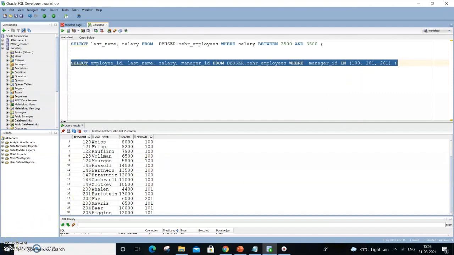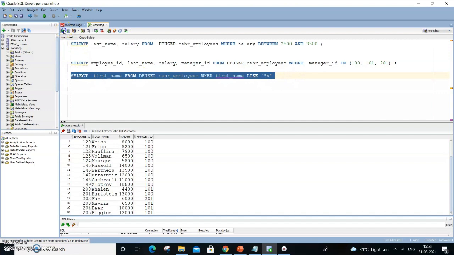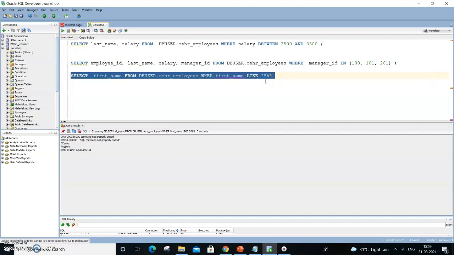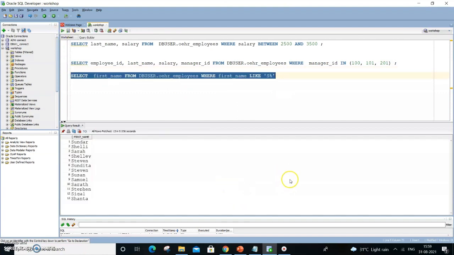The next one is the wildcard. We'll see the wildcard as well. So where the first name is like 'S%', all those starting with S are retrieved.